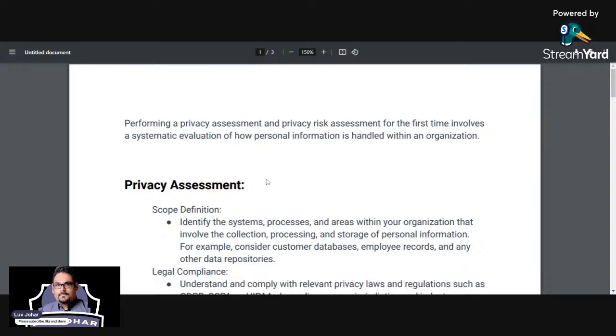So first of all, privacy assessment. Okay, performing a privacy assessment and privacy risk assessment for the first time, because if you are not aware how to do that, then you need to understand this very clearly. Okay, because here, what is privacy assessment? Privacy assessment is related with the personal information. Okay, how the personal information is being handled in the organization. Okay, what are the measures in place, what are the controls that you have on the personal information, all that comes under privacy. Okay, so when we talk about privacy, you should understand we are talking about personal information.